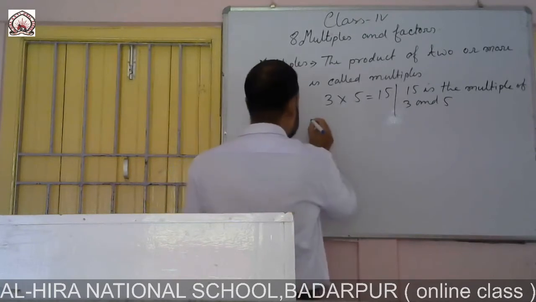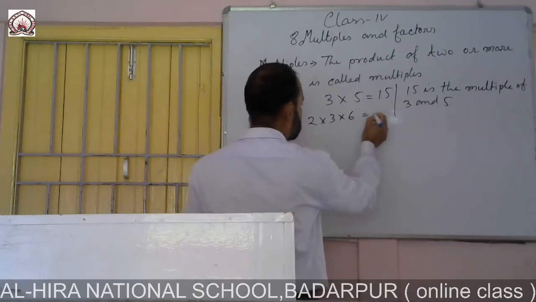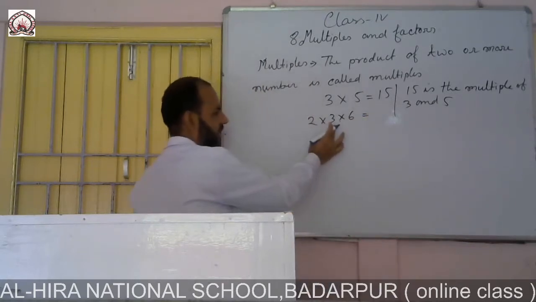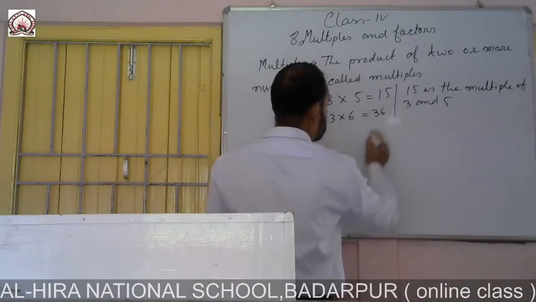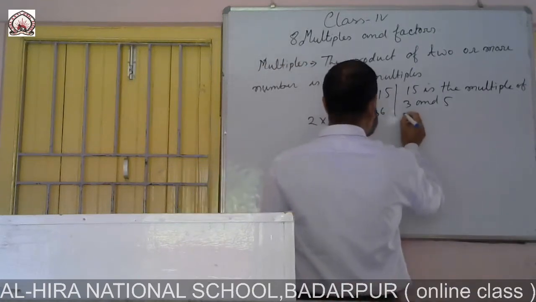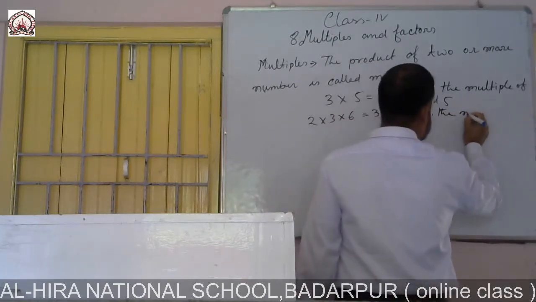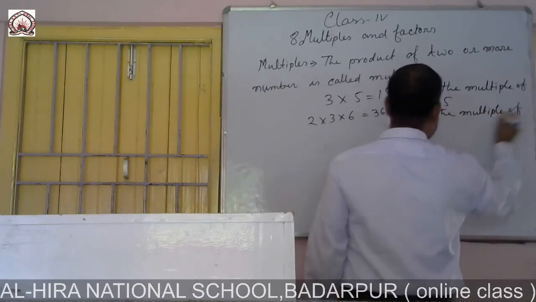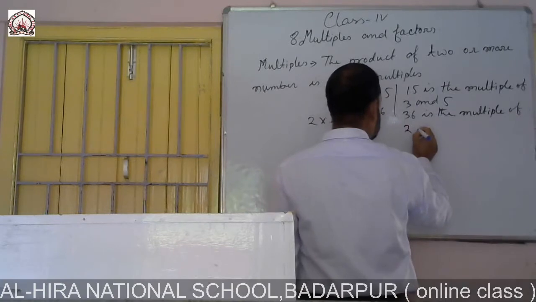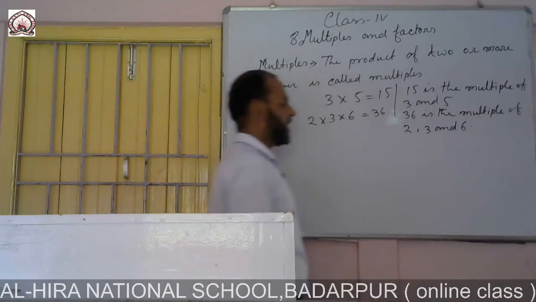Next example, 2 into 3 into 6 equal to, 2 3s are 6 and 6 6s are 36. Similarly, 36 is the multiple of 2, 3 and 6.